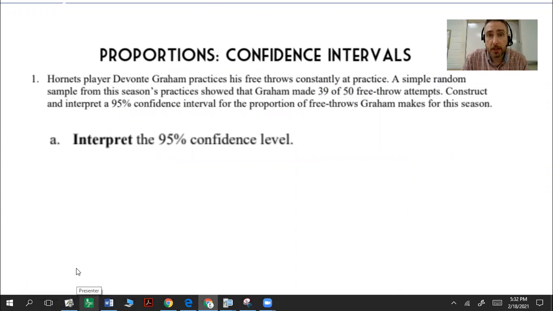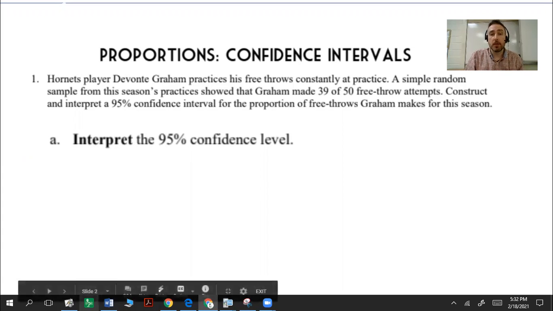Number 1, Hornets player Devonte Graham practices his free throws constantly at practice. A simple random sample from the season's practices shows that Graham made 39 of 50 free throw attempts. Construct and interpret a 95% confidence interval for the proportion of free throws Graham makes for the season. So let's start with the interpret the 95% confidence level.